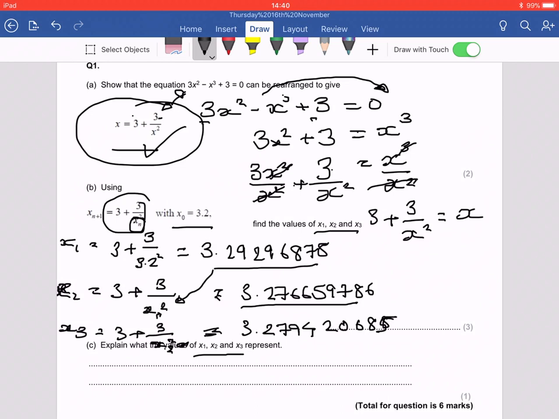But what it is asking us is what do these values represent? It's a bit like what Miss is saying. It's getting us towards a solution. So what we can say is that these values of x1, x2, x3 are estimates of a solution. So it's not quite our solution, but they're getting there. And so we can say that they are guesses or estimates of a solution.